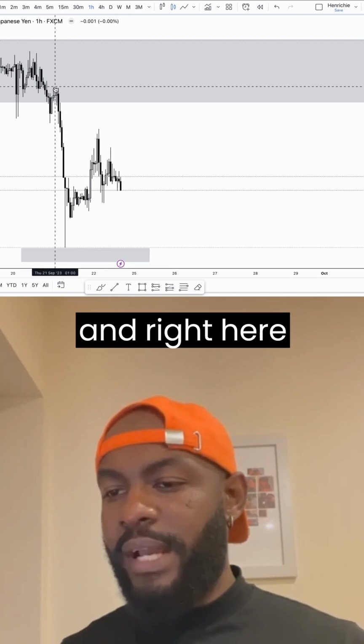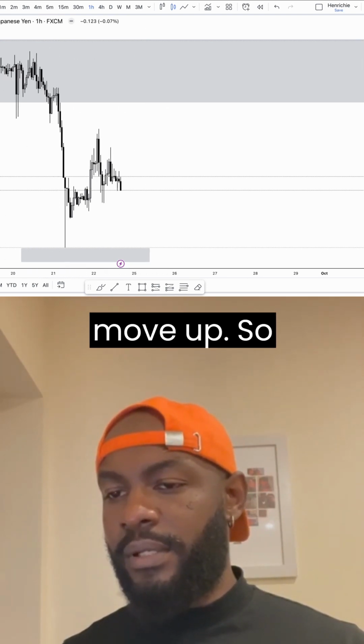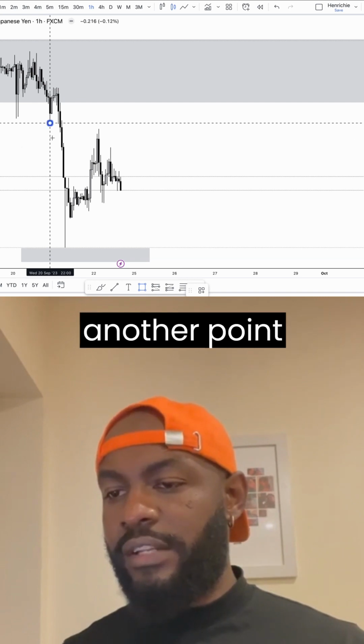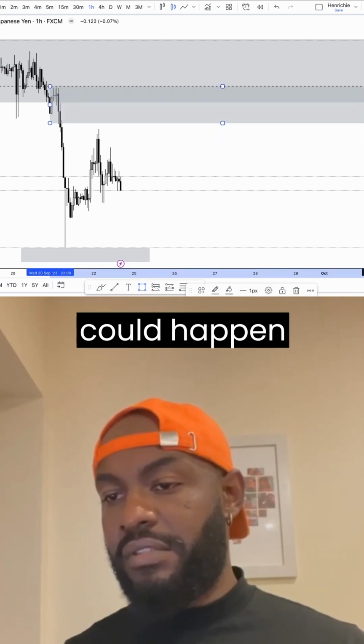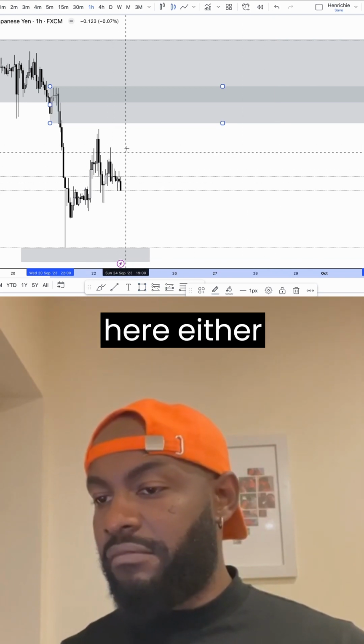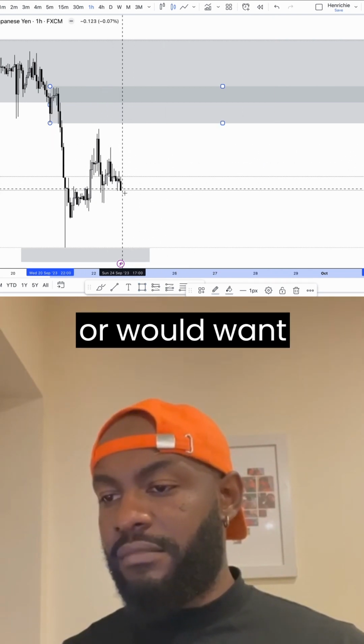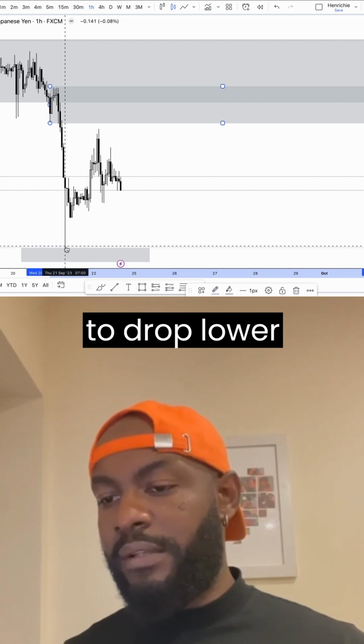And right here was the last move up. So it's also another point of interest that I'm gonna be watching. So two things could happen here. Either price would wanna rally, or would wanna drop lower below this low.